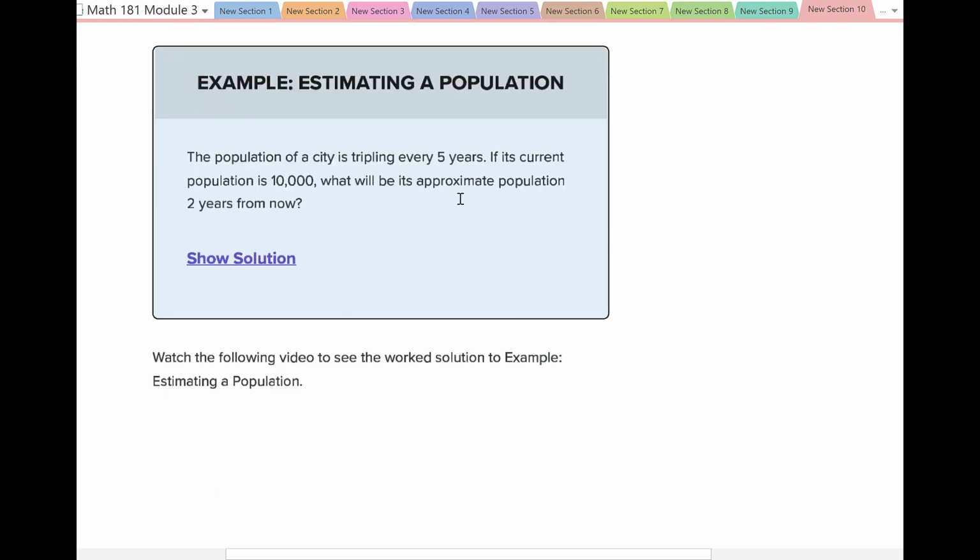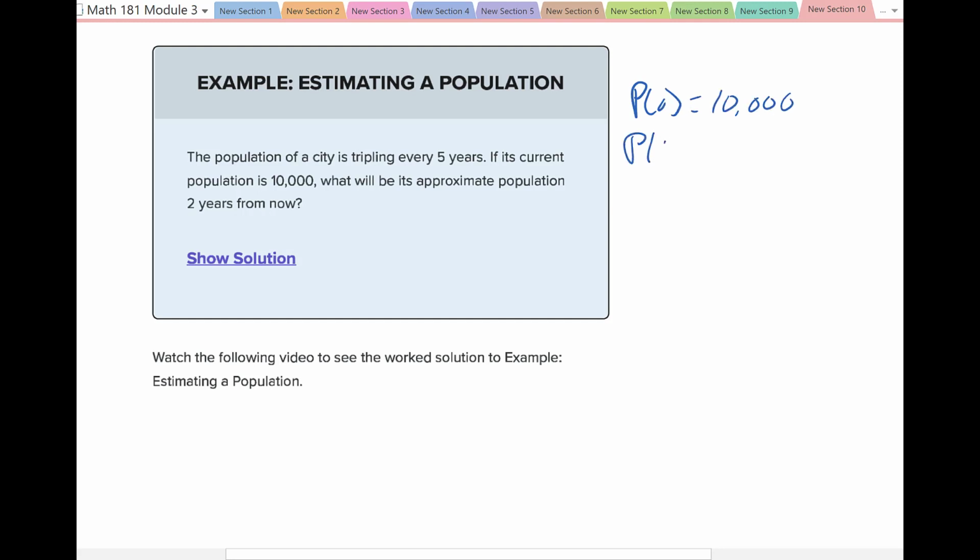So the population of a city is tripling every 5 years. If its current population is 10,000, what will be its approximate population 2 years from now? So it's always going up by 10,000. It's not an exponential increase. So our initial population is the 10,000.